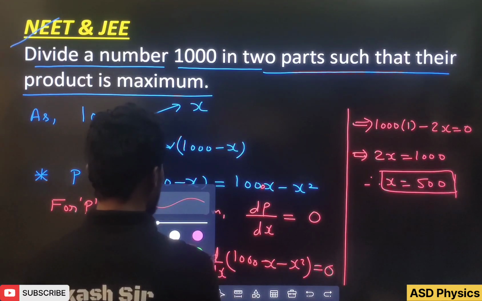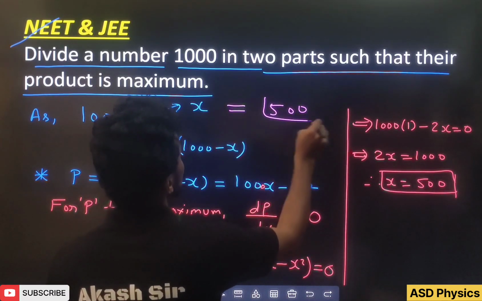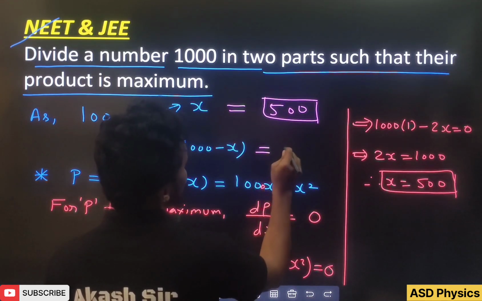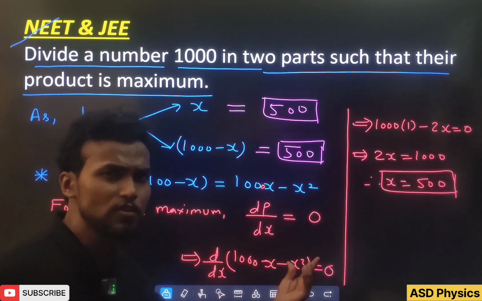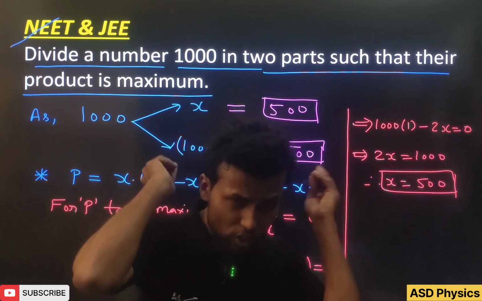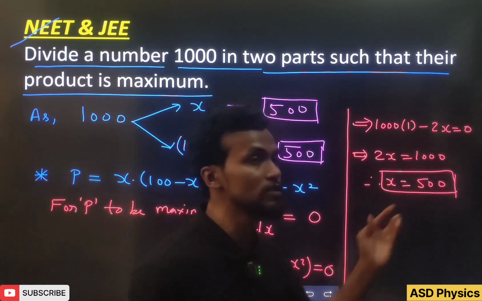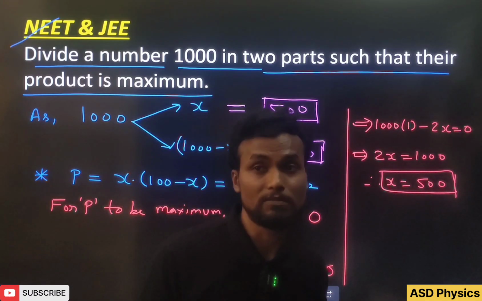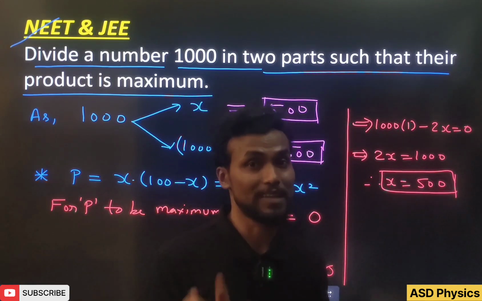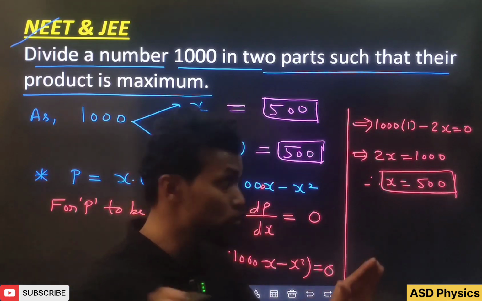That means the values are: x is 500, and 1000 minus x is again 500. But the question arises, maxima is involved, and minima is also involved. Most of the time, if the question says maxima, this value belongs to the maximum. If the question says minima, then this value belongs to the minimum. There is no need to calculate the second derivative most of the time, but anyhow I will show you the double derivative here.